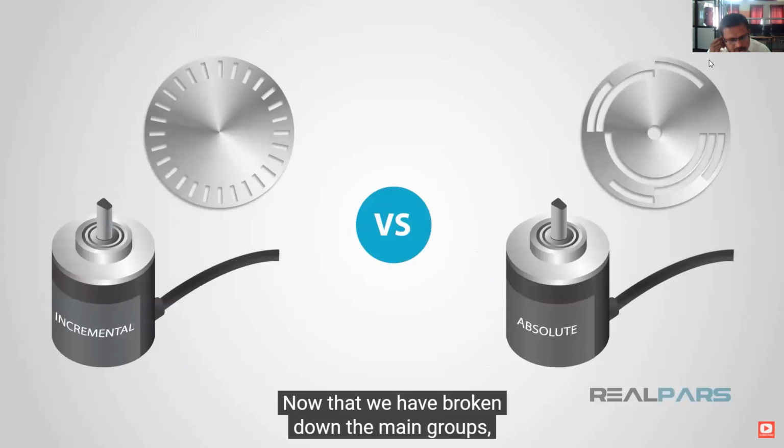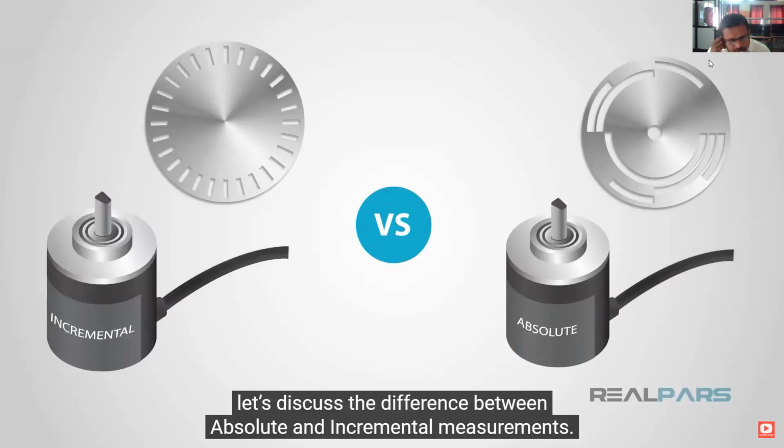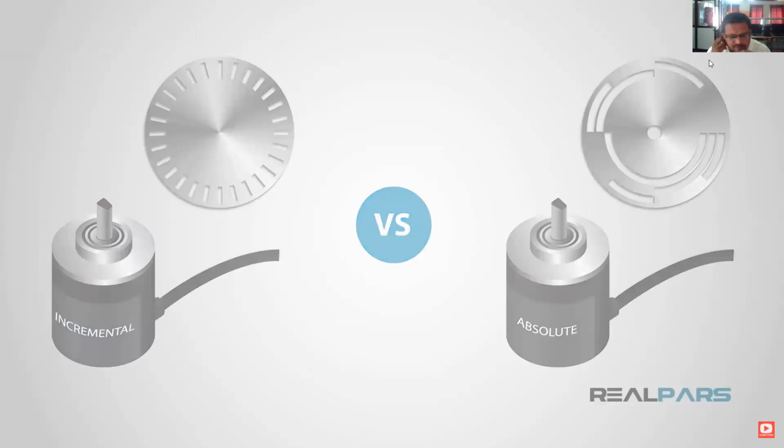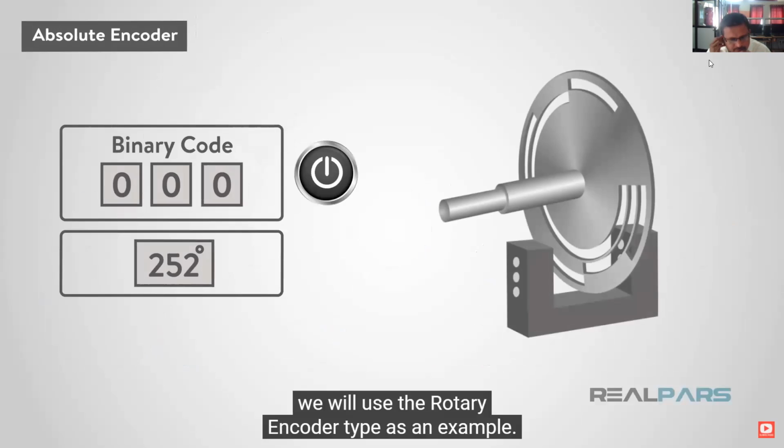Now that we have broken down the main groups, let's discuss the difference between absolute and incremental measurements. To discuss the difference between absolute and incremental measurements, we will use the rotary encoder type as an example.